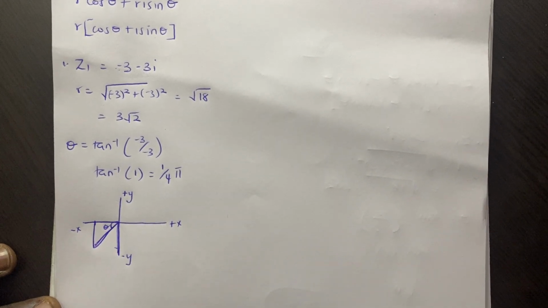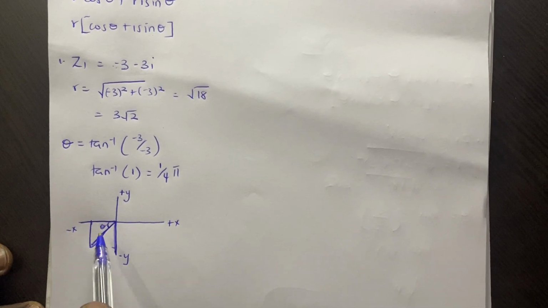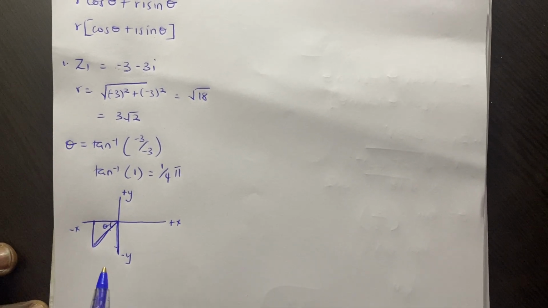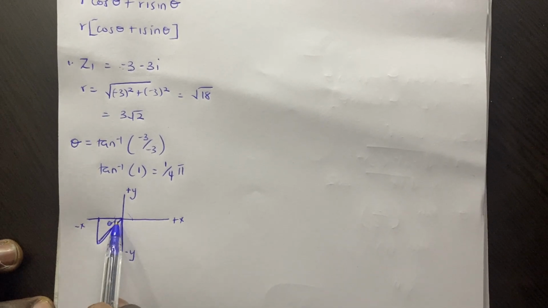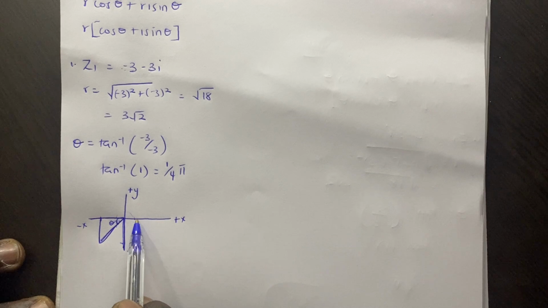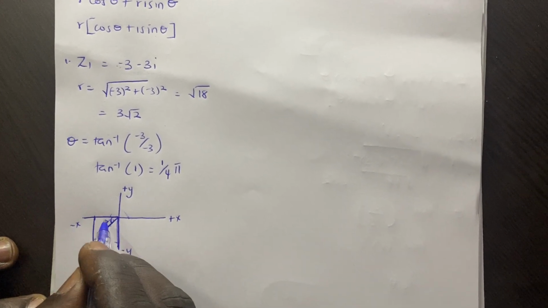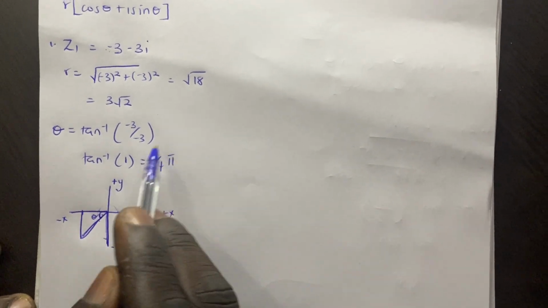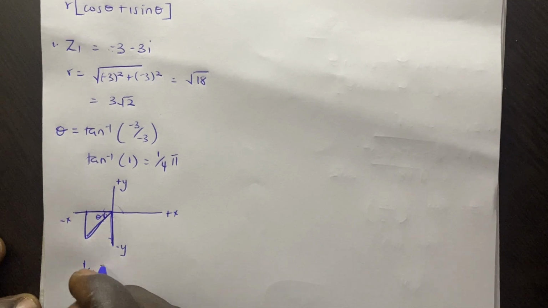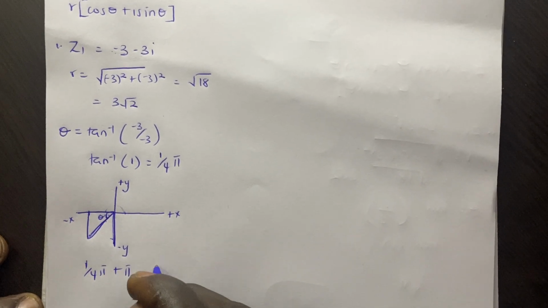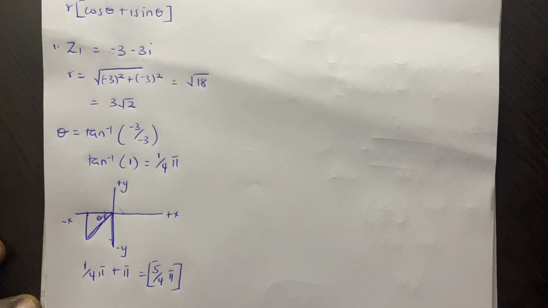But then we don't use this theta as our argument. Always, theta should be the angle between the hypotenuse and the positive x-axis. So it's either we are adding this 180 degrees to this angle, or we are subtracting this particular angle from this total 180. If you want to add this 180 to this, it means that we are going to get theta plus pi. Note, this is in radians, so 180 is the same as pi. So we are going to get 1 over 4 pi plus pi, and it's going to give us 5 over 4 pi, and this is the argument that we are going to use.